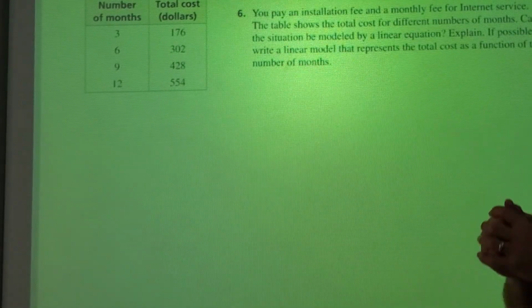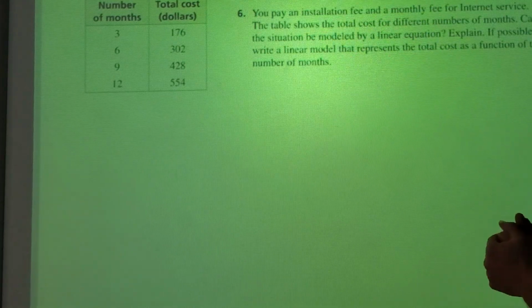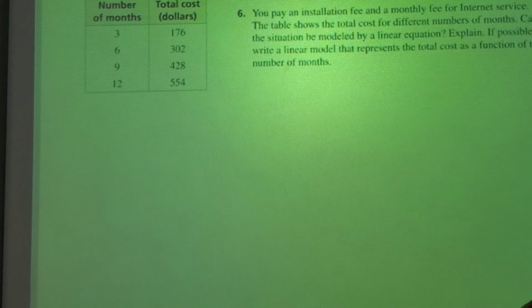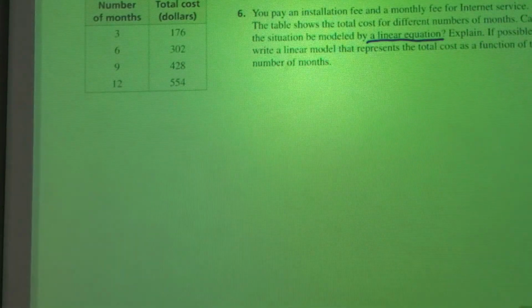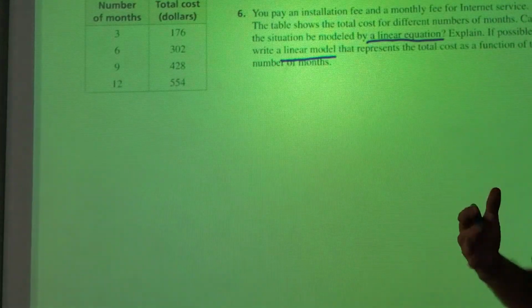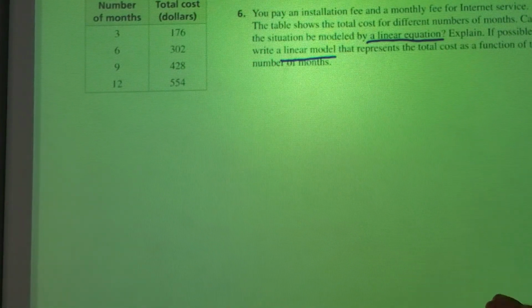Last one, I could give you a chart, word problems, everybody's favorite. Says you pay an installation fee and a monthly fee for internet service. The table shows you the cost for different numbers of months. Can the situation be modeled by a linear equation? So whenever you see linear equation and linear model, they want you to write an equation of the line that represents the total cost as a function of number of months.